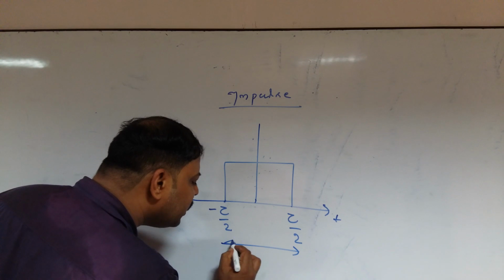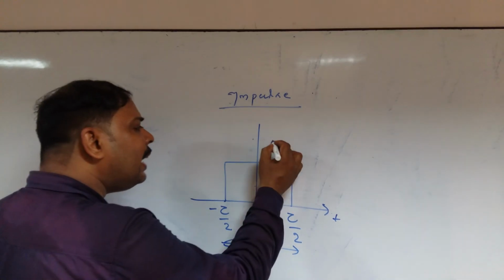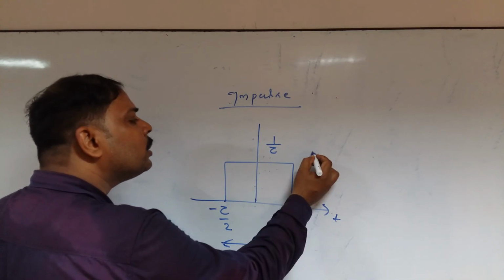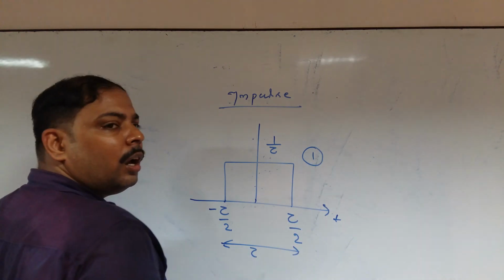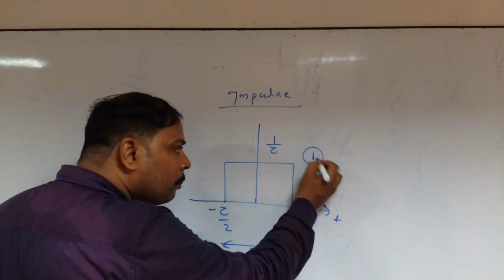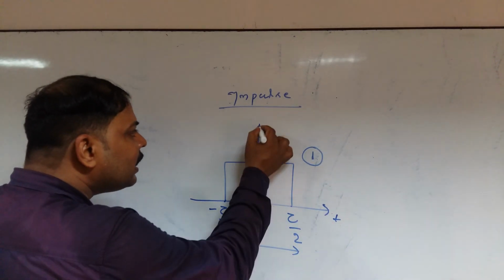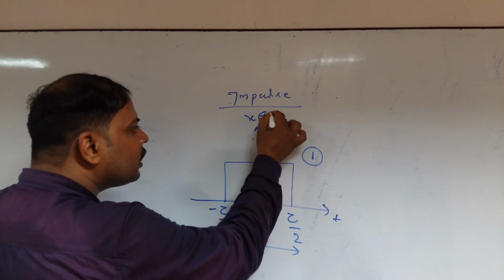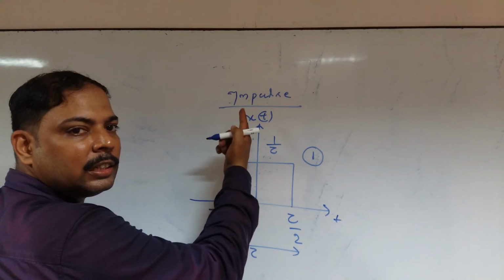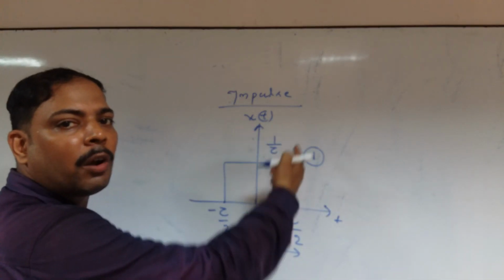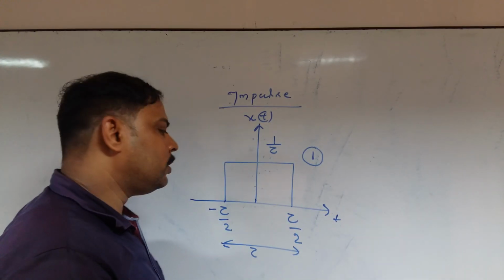So how to select the height? Now here what is the width? Width is tau. Then what will be the height? Height must be 1 by tau, so that the area is 1. Within the circle I am putting 1, which represents area. So see here, this is the time axis, this signal, suppose x of t, amplitude axis. So with respect to time, this plot is nothing but a rectangular signal plot.